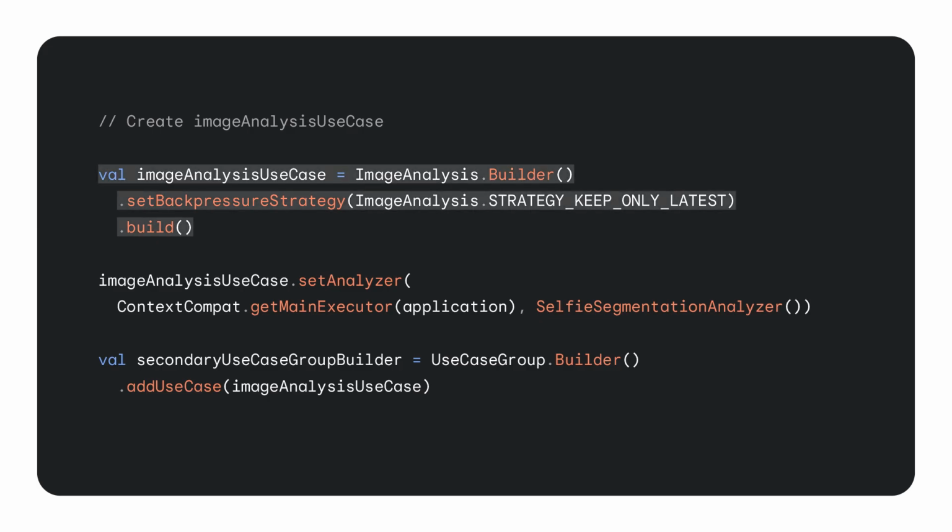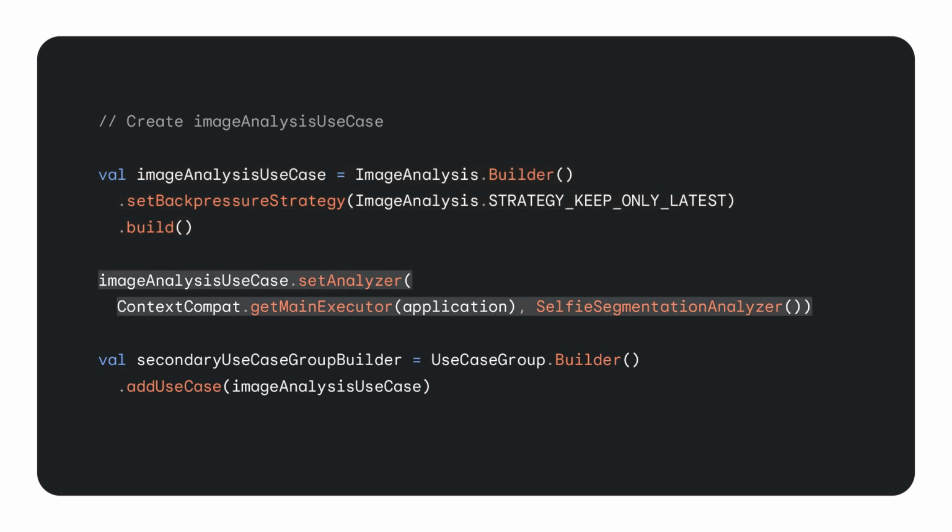The back pressure strategy is used to handle frames when the application's analysis pipeline can't keep up with CameraX's frame rate requirements. In our case, we're only interested in the latest frame. So if CameraX receives a new image before the application finishes processing, the new image is saved to the same buffer, overwriting the previous image. Then we set the analyzer that will do the processing of the frames. We'll define the Selfie Segmentation analyzer in the next section. Then we create a secondary use case group builder and add the image analysis use case.